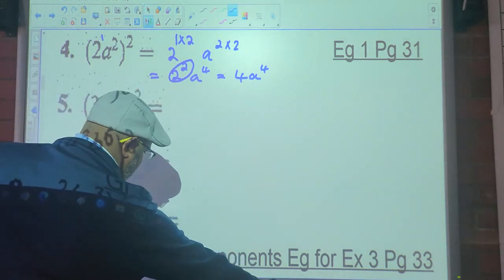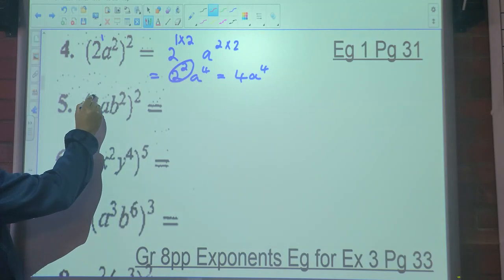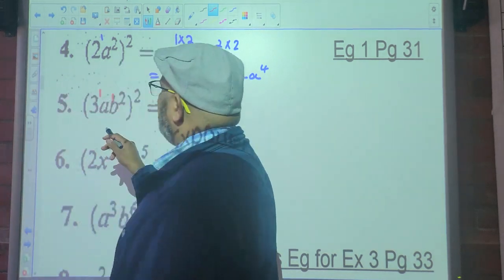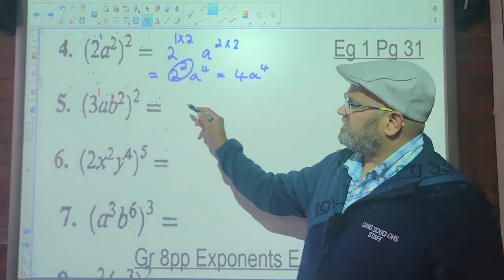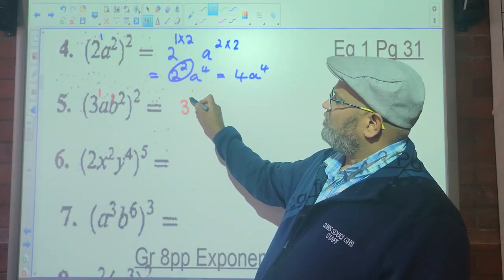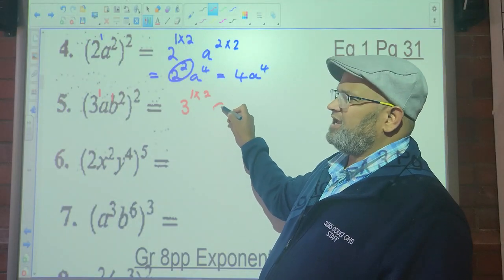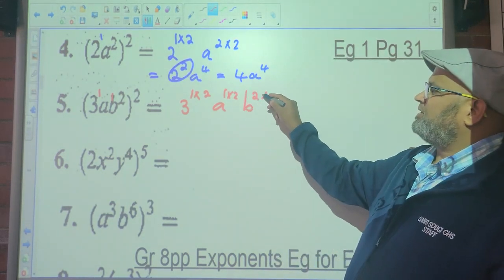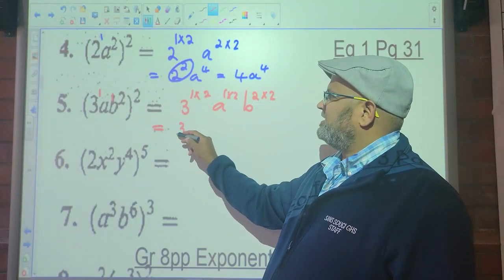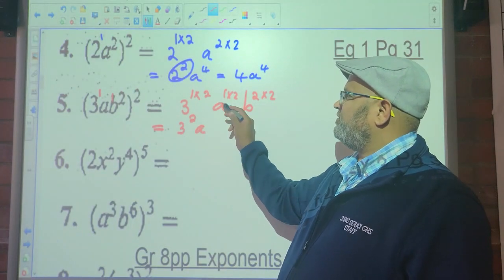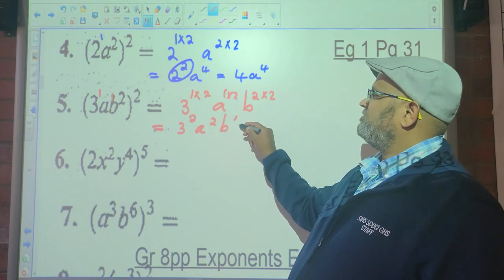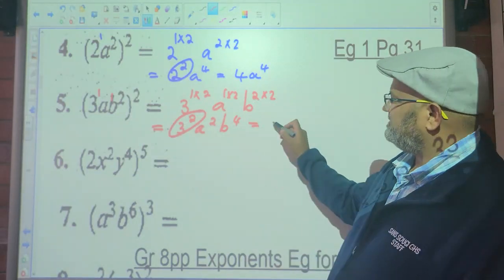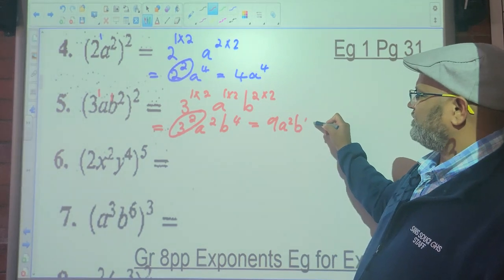Alright, so what would this be? There's a 1 under 3, not so? And what's the exponent on the B? 1. So it's 3ab raised to the exponent 2. So what do I write here? 3, 1 multiplied by 2. A, 1 multiplied by 2. B, 2 multiplied by 2. So it's 3. 1 times 2 is 2. A, 1 times 2 is 2. B, so what is 3 squared? 9. A squared, B 4.